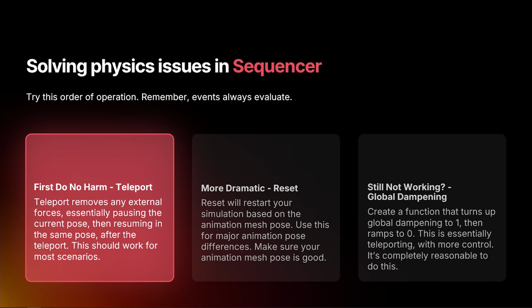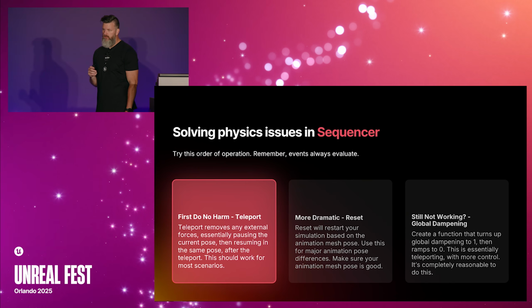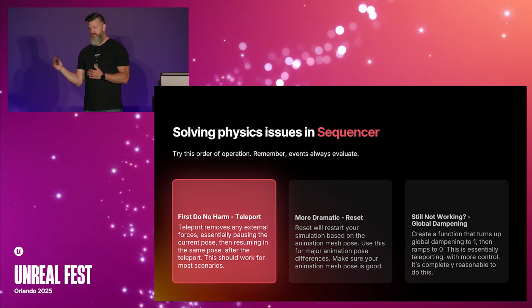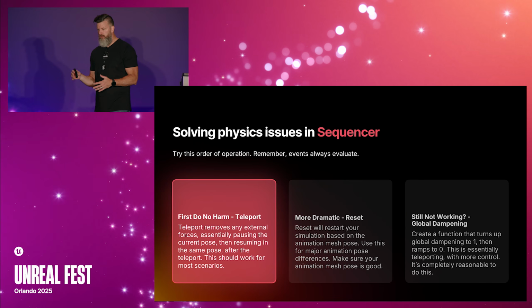This is kind of my order of operation. First, do no harm and teleport. Teleport removes any external forces and essentially pauses the current pose of the cloth and then resumes it in that same pose after the teleport. And this should work for most situations, especially if you pre-pose or anything like that. Teleporting is usually the best way to go.